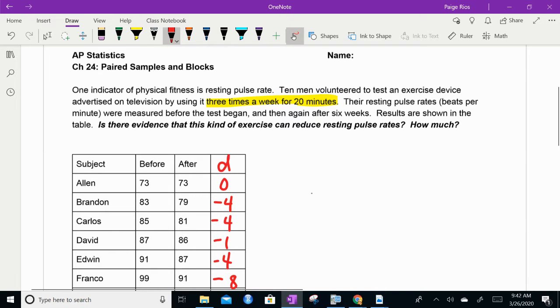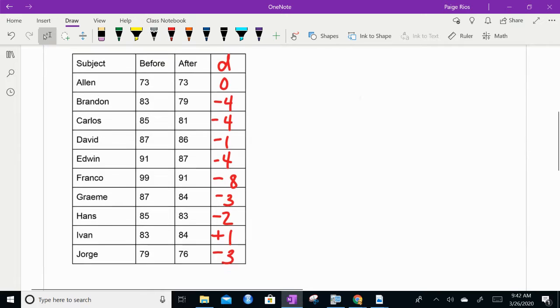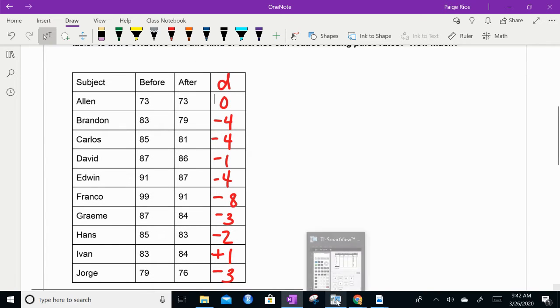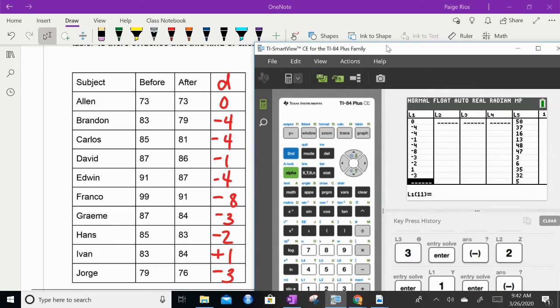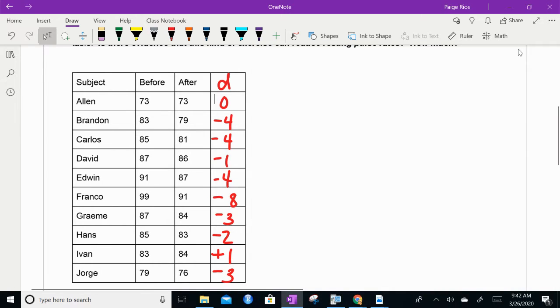That's all we need in our calculator is that one list. So I have a list here. I'm going to put it into my calculator, which I've already done here at list 1. And then with that list 1, now I can run a t-test. It becomes a very simple t-test, just like we did in chapter 22, run off one list of the differences. So before I do that, I'm going to go ahead and write out my hypothesis.